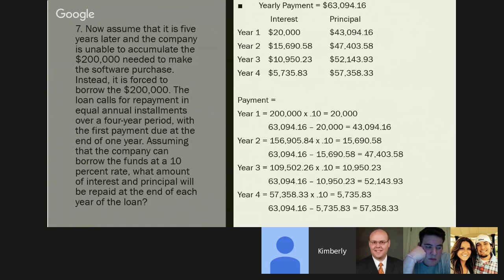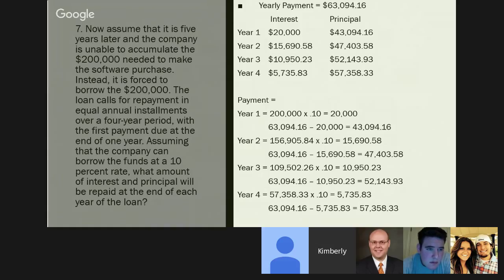And for the last question, number 7, it asks, now assume that it is 5 years later and the company is unable to accumulate the $200,000 needed to make the software purchase. Instead, it is forced to borrow the $200,000. The loan calls for repayment in equal annual installments over a 4-year period, with the first payment due at the end of 1 year. Assuming that the company can borrow the funds at a 10% rate, what amount of interest and principal will be repaid at the end of each year of the loan?